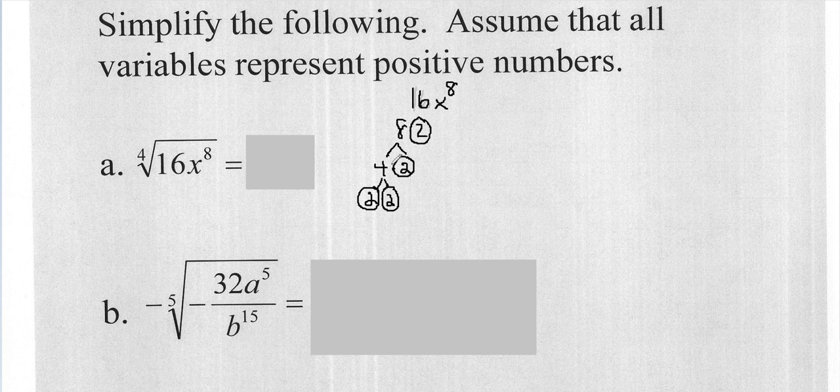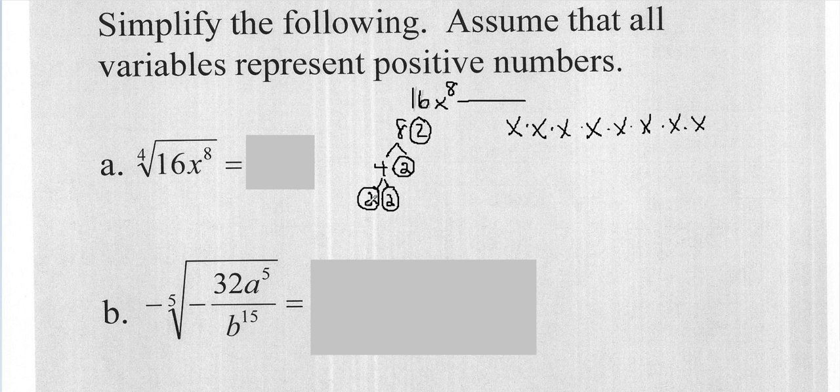Okay, so altogether I've got 2 times 2 times 2 times 2, which is 16. And then the 8, well, that's easy. I know I'm going to have 8 of them. So I got 3, 4, 5, 6, 7, 8. Okay, 4 and 4. All right, so now what is this telling us? The 4th root of 16, x to the 8.